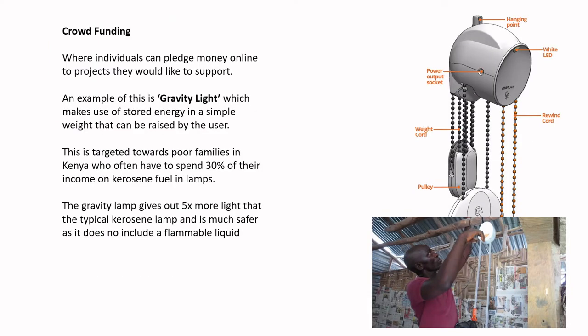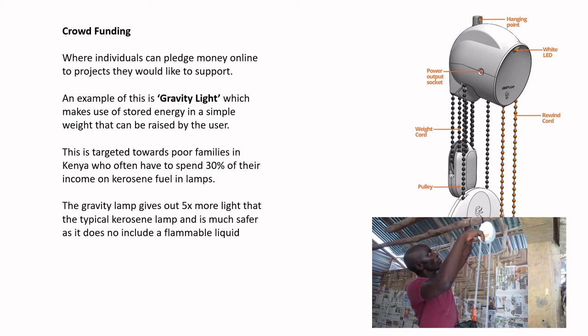And then there's a few other ones. So basically I'm going to go through examples here. I won't read through all of them, but I'll leave them on the screen so you can have a little look through. So crowdfunding of certain projects like the gravity light. The idea being that you can pull the light up to the very top, and then as you release it, it pulls the light down and it charges the light up. So this is aimed in Kenya.